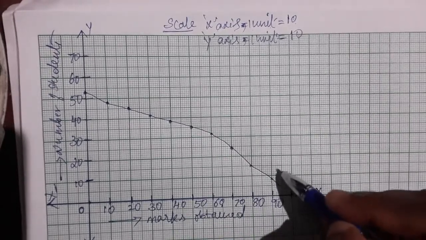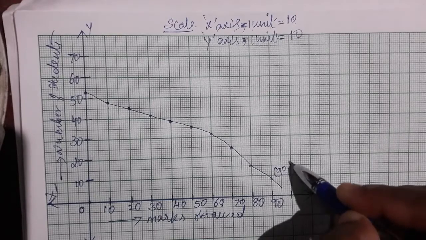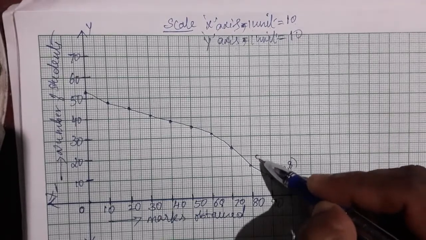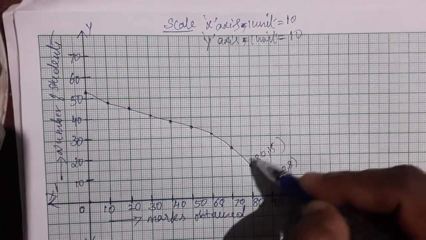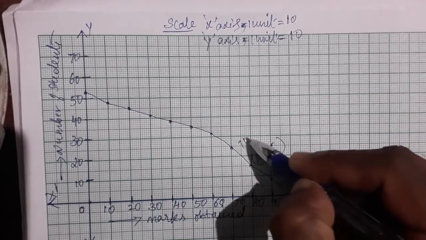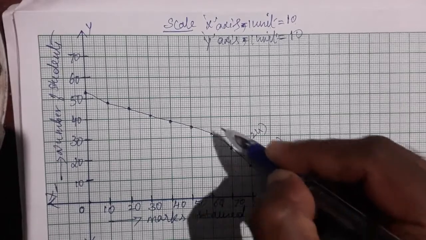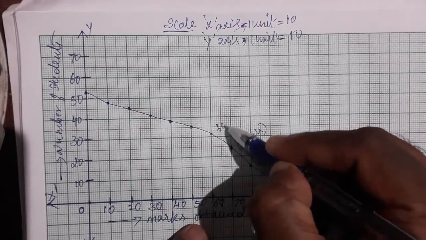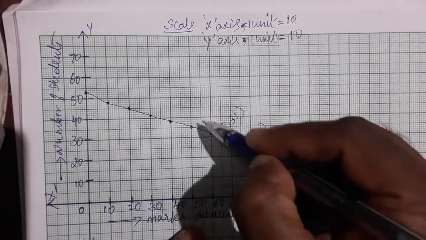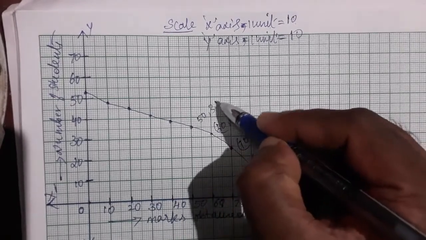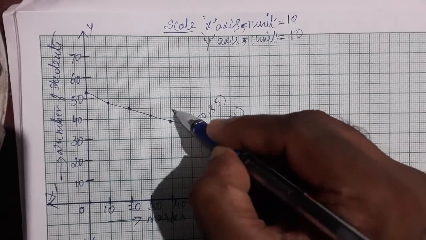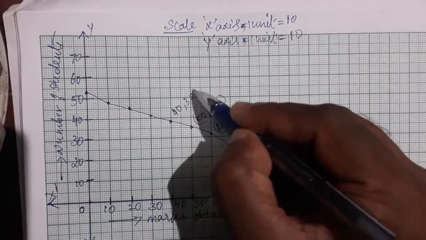Now we have to start writing the coordinates. For 90, it is 8. For 80, it is 15. For 70, it is 24. For 60, it is 31. For 50, it is 35. For 40, it is 38.